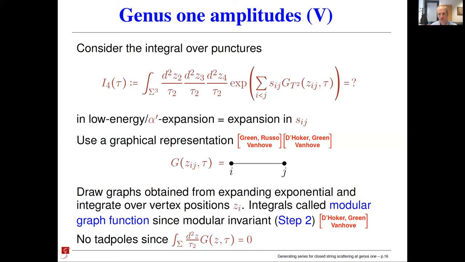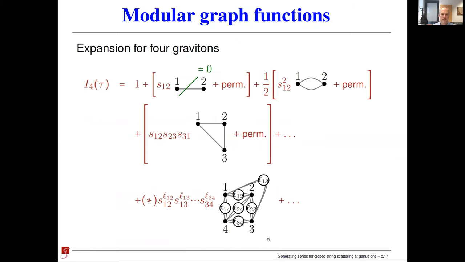Now, this function I4, if you do this graphical expansion, this is what you get. So first there's nothing, so no propagator, so you get a one. Then you have a single propagator and it would look like this. But by the rule that I just said, we actually don't have to consider this. So this term vanishes. The first non-trivial term is when you have two propagators connecting two vertices in a closed loop. And you can do this for all of the four vertices. So there are some permutations of this diagram here.